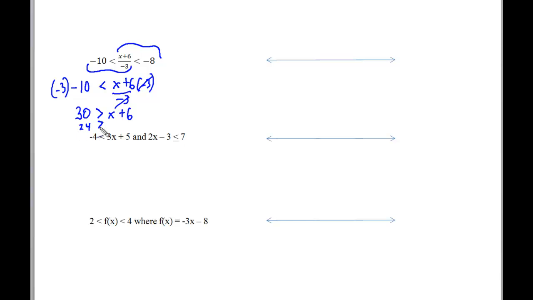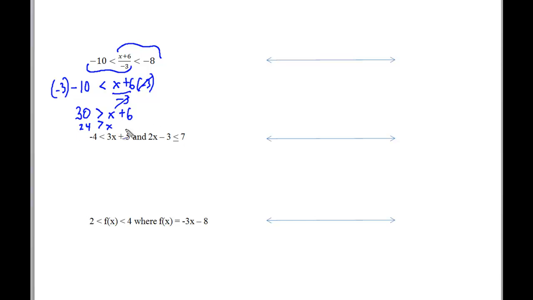Okay, what we're going to do is we're going to do this problem twice. We're going to do this side first, and then do this side next. So I'm going to have negative 10 is less than x plus 6 divided by negative 3. To get rid of the 3 from the denominator, we multiply both sides by negative 3. Negative 3's get simplified, so I get 30, which is greater than, notice the symbol flips, x plus 6.